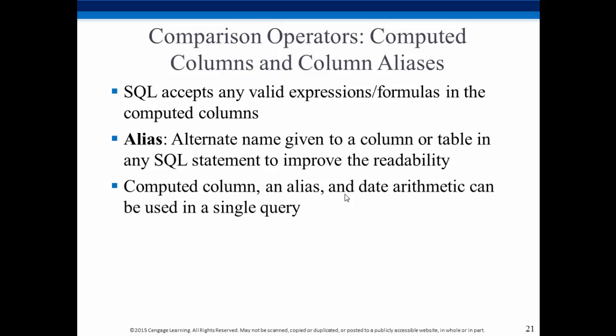Alright, you can give it an alias by doing P_DESCRIPT, P_QOH, P_PRICE, P_QOH times P_PRICE, and show that as total value. And you'll get the results there on page 264 in figure 7.11, where the computed values are now shown in a column named total value. It's the same as the previous example, except we gave an alias name to the computed column.